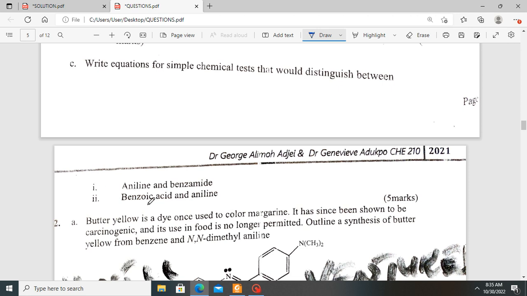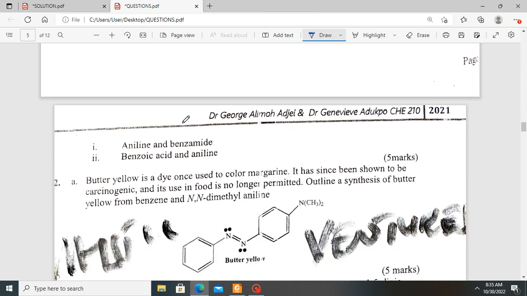Taking these two, you can also go by this. For the second one, you can also go by not the carbylamine test, but by addition of sodium carbonate to the benzoic acid, and that yields carbon dioxide gas, which can be used to show that this compound is a benzoic acid. That is to say, whenever you add sodium carbonate to a carboxylic acid, the evolved gas is carbon dioxide. We're going to see that in the next slide in the coming questions.